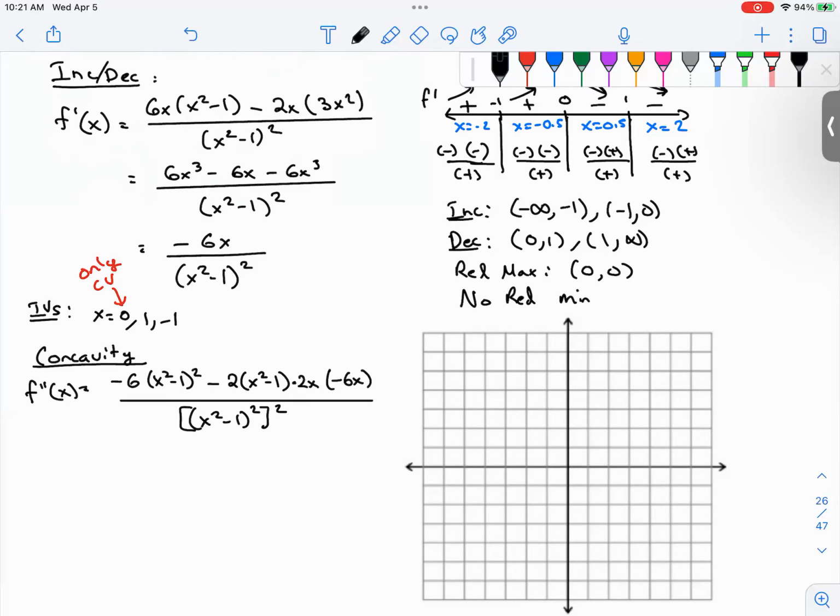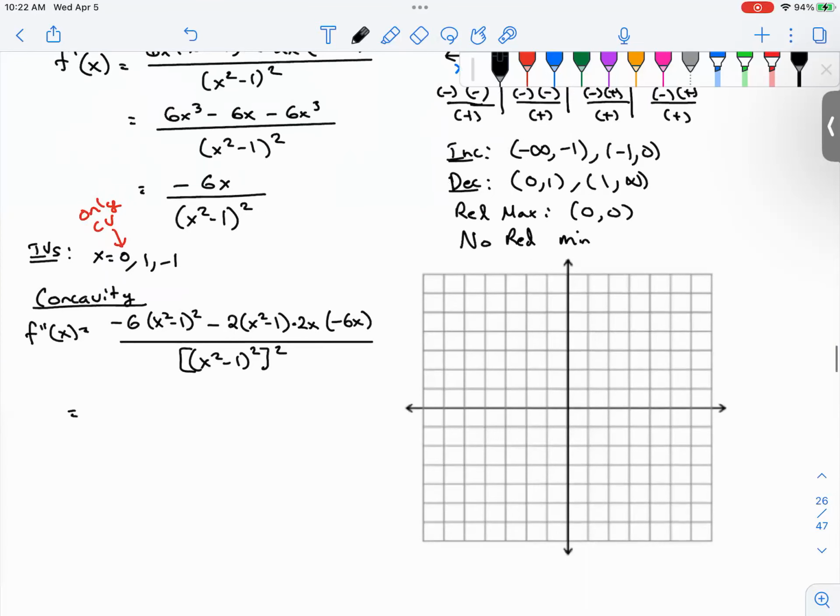Because we could absolutely FOIL out that x squared minus 1 squared. We could do that, and it wouldn't be wrong. It would just be making the work way harder on yourself, because you notice that in the numerator, there's a common factor of x squared minus 1, and the denominator is only x squared minus 1s. So we will be able to factor that out and cancel it right now.